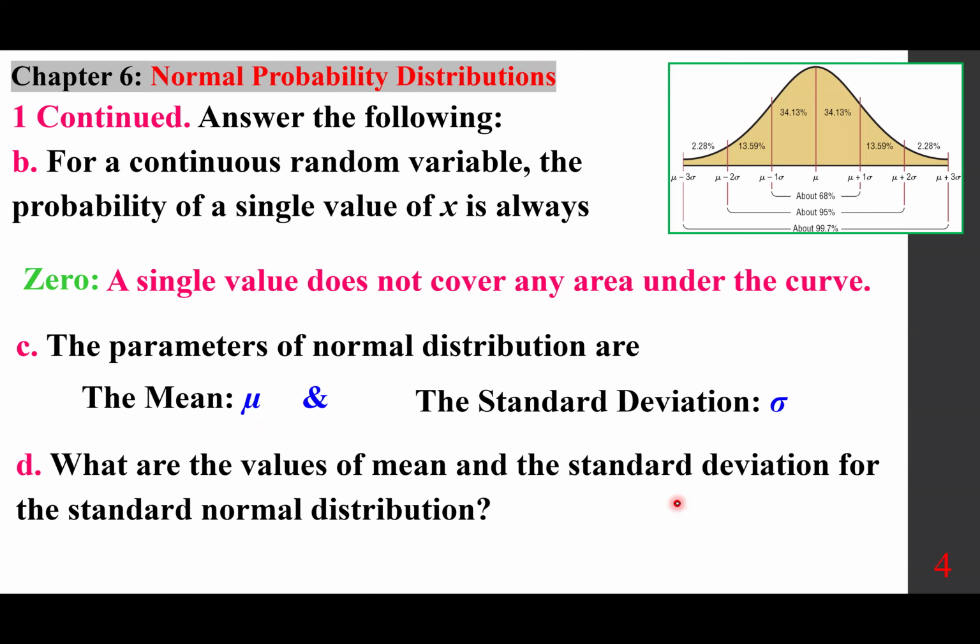What are the values of the mean and the standard deviation for the standard normal distribution? Mu is 0, sigma equals 1. Standard normal distribution.